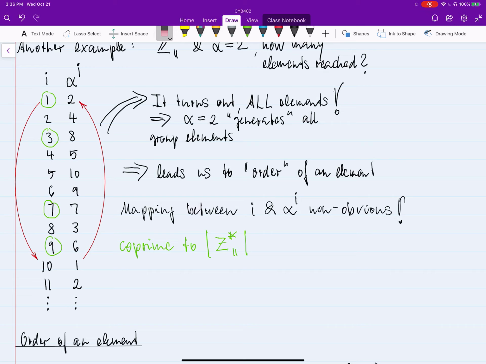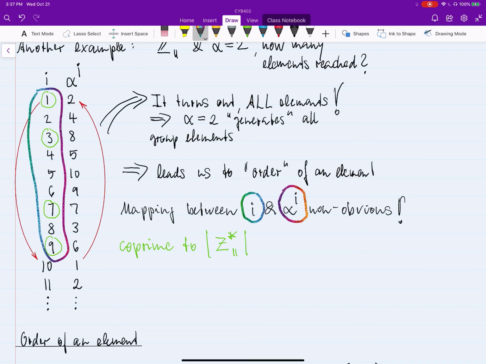Let me emphasize again that this is the exponent, and we tried different exponents here. The mapping between the exponent and alpha to the power of that exponent needs to be non-obvious. This is another ingredient, and it is also given if we have a maximum order alpha.